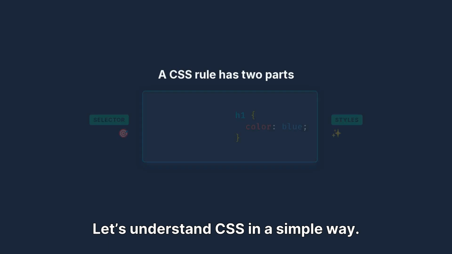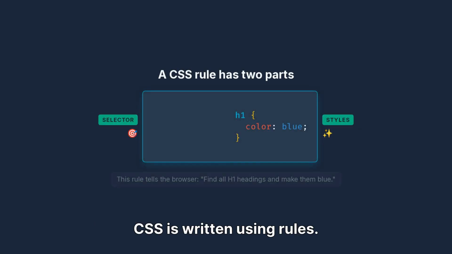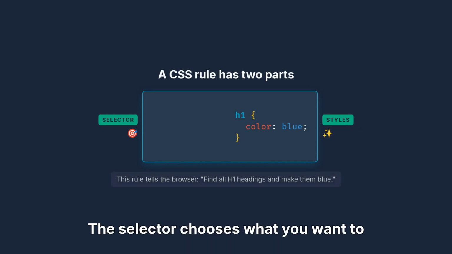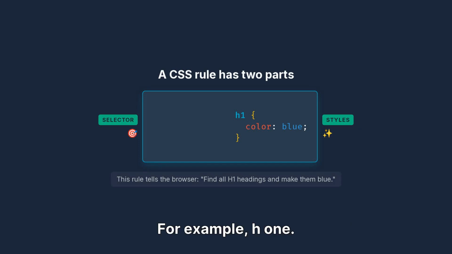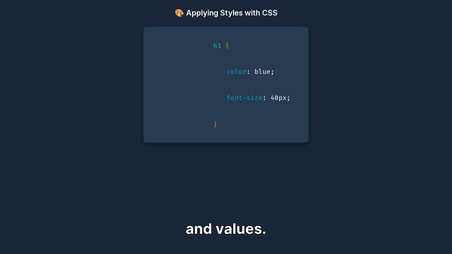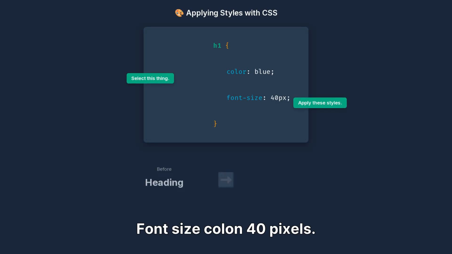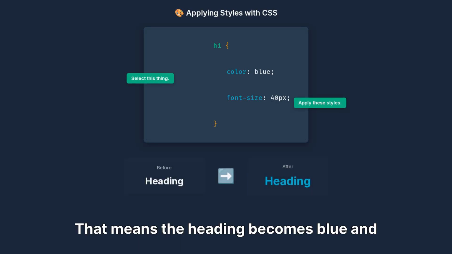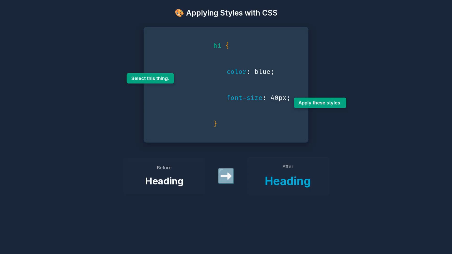Let's understand CSS in a simple way. CSS is written using rules. A rule has two parts: the selector and the styles. The selector chooses what you want to style. For example, H1. That means style the heading. Then inside curly braces, we write properties and values. For example, color: blue. Font size: 40 pixels. That means the heading becomes blue and larger. So CSS is basically saying, select this thing and apply these styles.